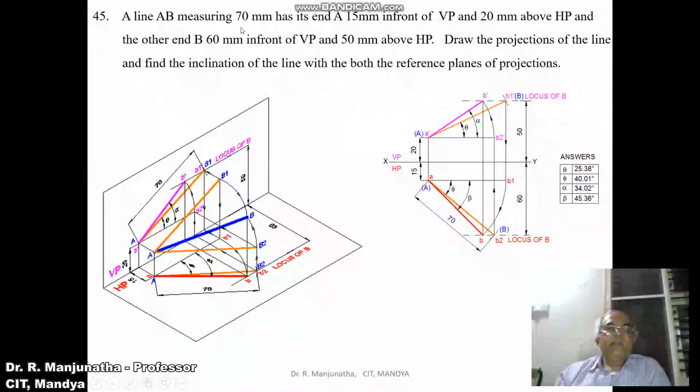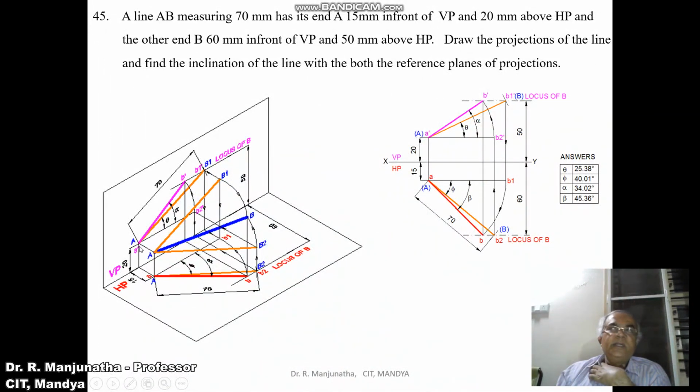Now he says the line AB is 70 mm long. So now we have this distance 50 mm above HP, and this distance 60 mm in front of VP. As it says, it is 70 mm long, so from here you are going to have a 70 mm long line, which is the true length line. This is the true length line in the front view, and this is the true length line in the top view, which is A B2, and this is A B1. When you look from the front view, that image is going to fall on the vertical plane. So this line will be a 70 mm line.